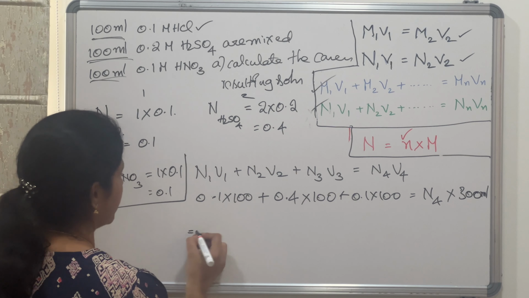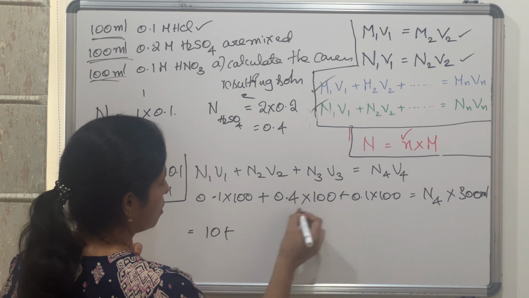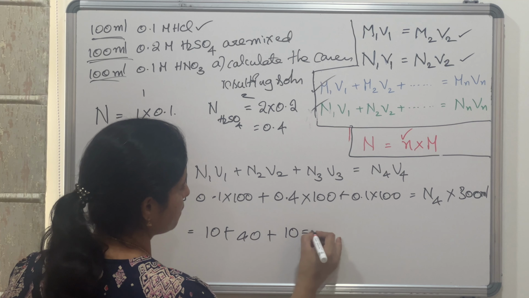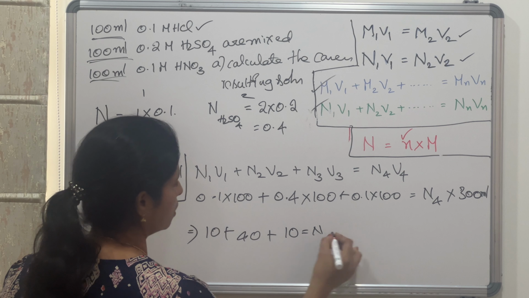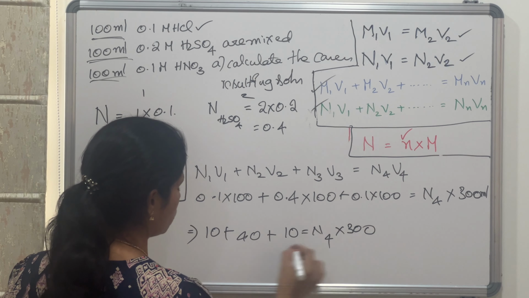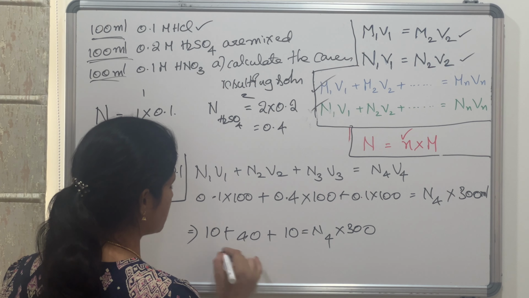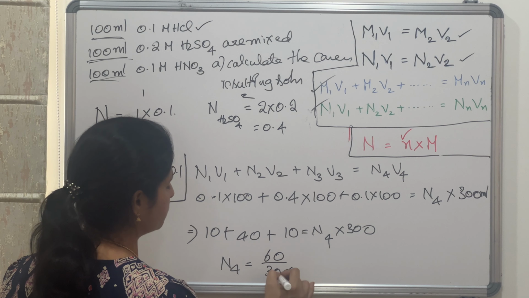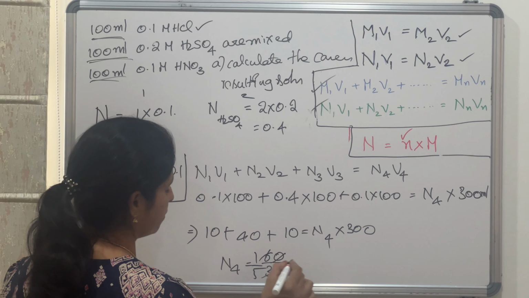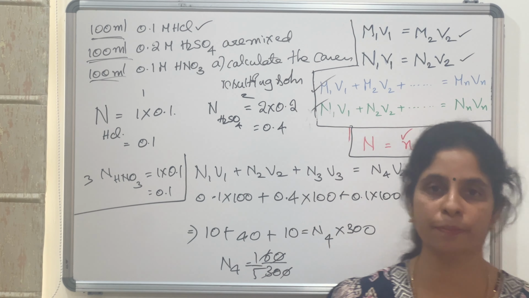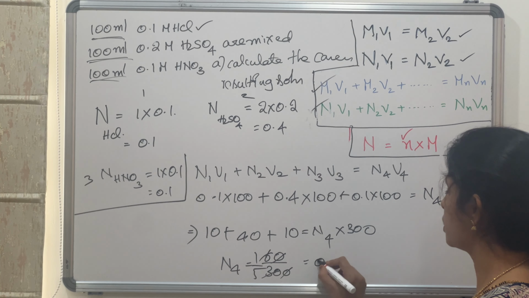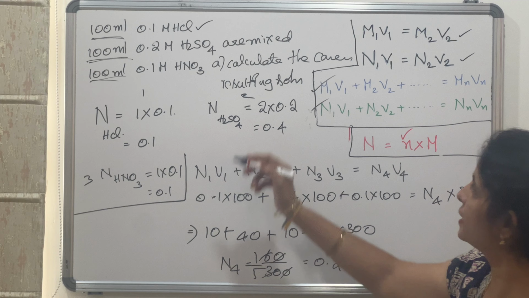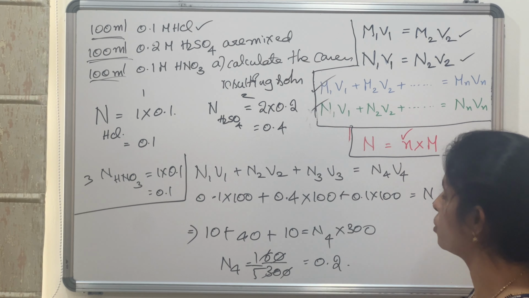Okay. So here it will be 10 plus 40 plus 0.1 into 100, 10 is equal to N4 into 300. So N4 is equal to, the resultant concentration is 60 divided by 300, 1 by 5. Means 1 by 5 means it is 0.2. Okay. So this is the concentration of the resultant solution.